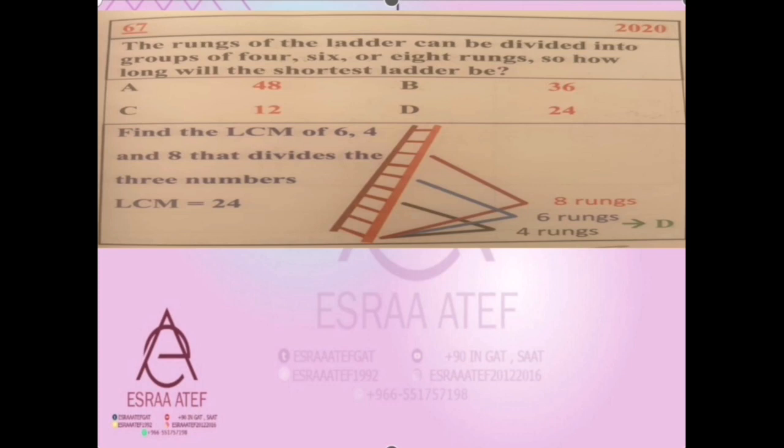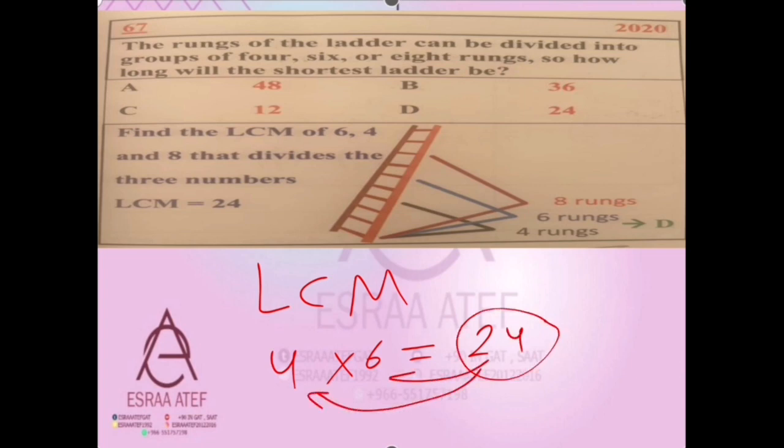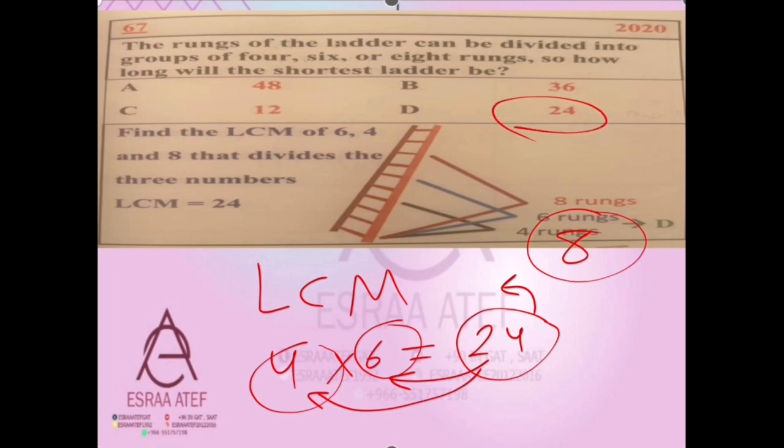The rungs of the ladder can be divided into groups of 4, 6, or 8 rungs. How long will the shortest ladder be? To get the shortest one, which means LCM, I will multiply the two smaller numbers, like 4 times 6. It will be 24. 24 can be divided by 4, by 6, and also by 8, which are the three numbers I have. So the LCM, or the shortest ladder, will be 24.